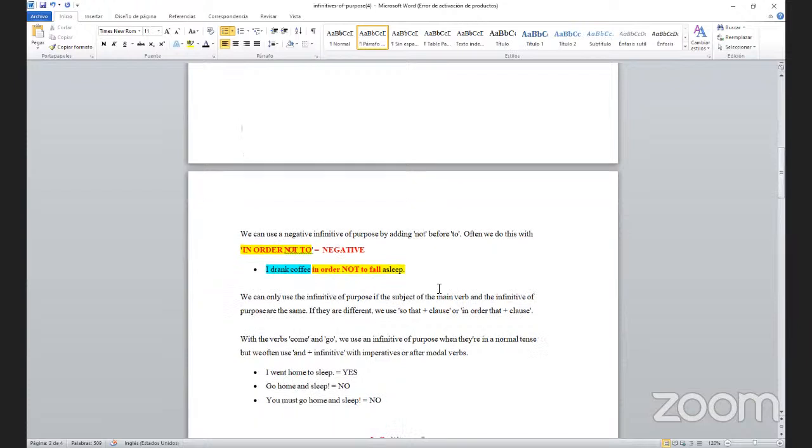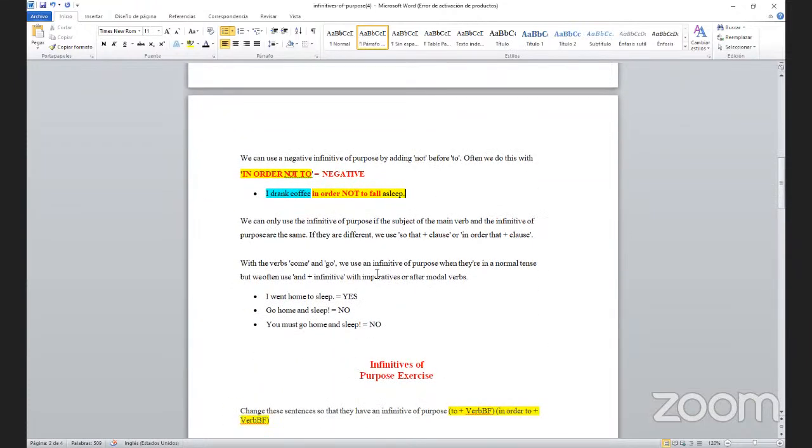In other cases, we could find examples like these. For example, in some exercises, we could have sentences and need to identify the infinitive of purpose. For example, I went home to sleep. Is this an infinitive of purpose? Yes, right? Because we have the sentence here and we have the infinitive here.